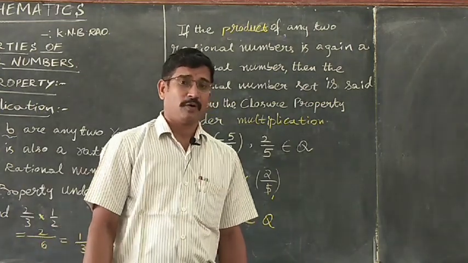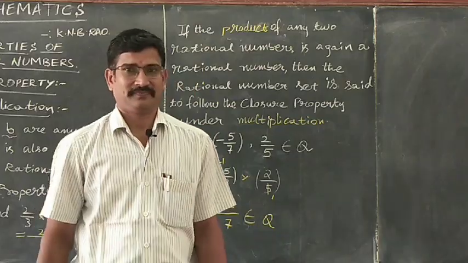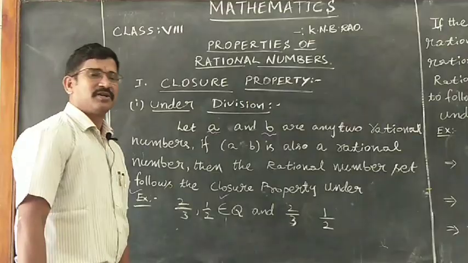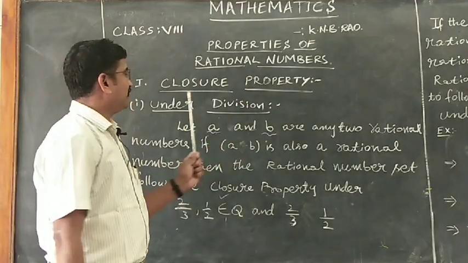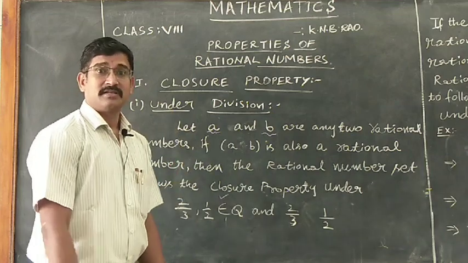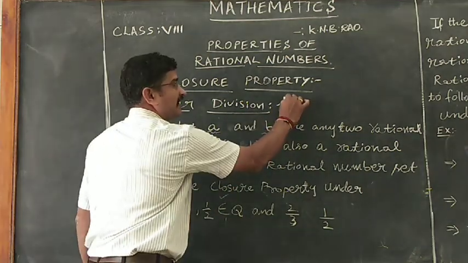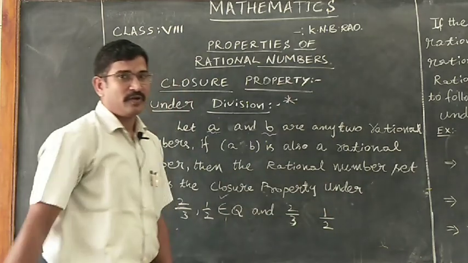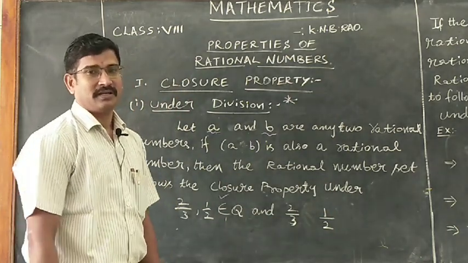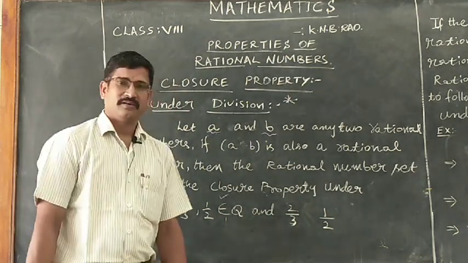Now, finally, we have closure property under division. Children, now closure property under division. See children, this is very important, wherein you have to remember one condition.